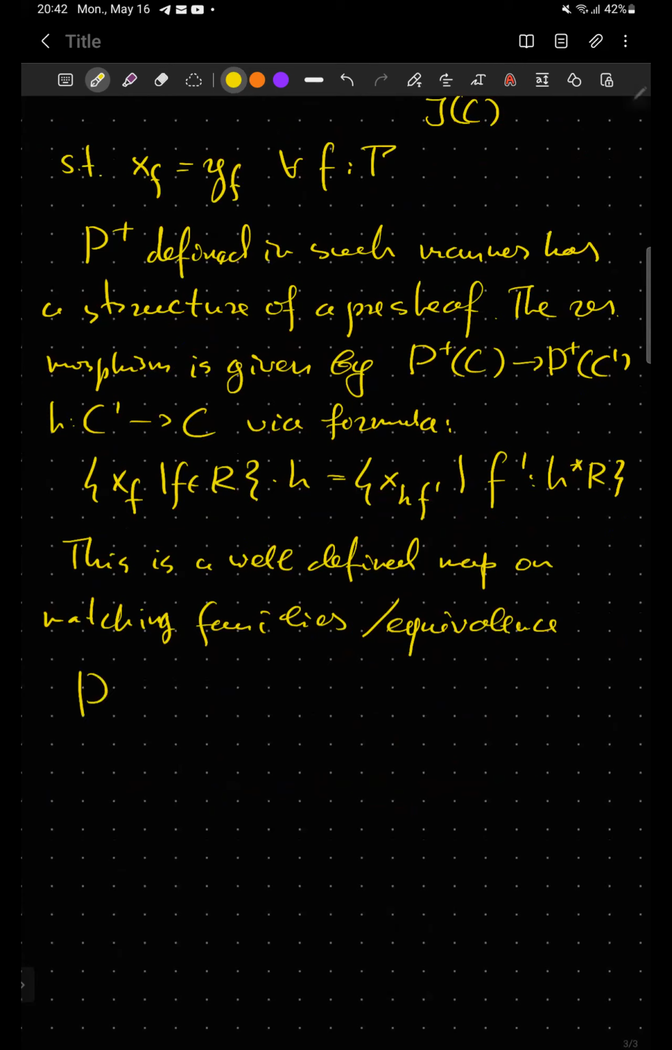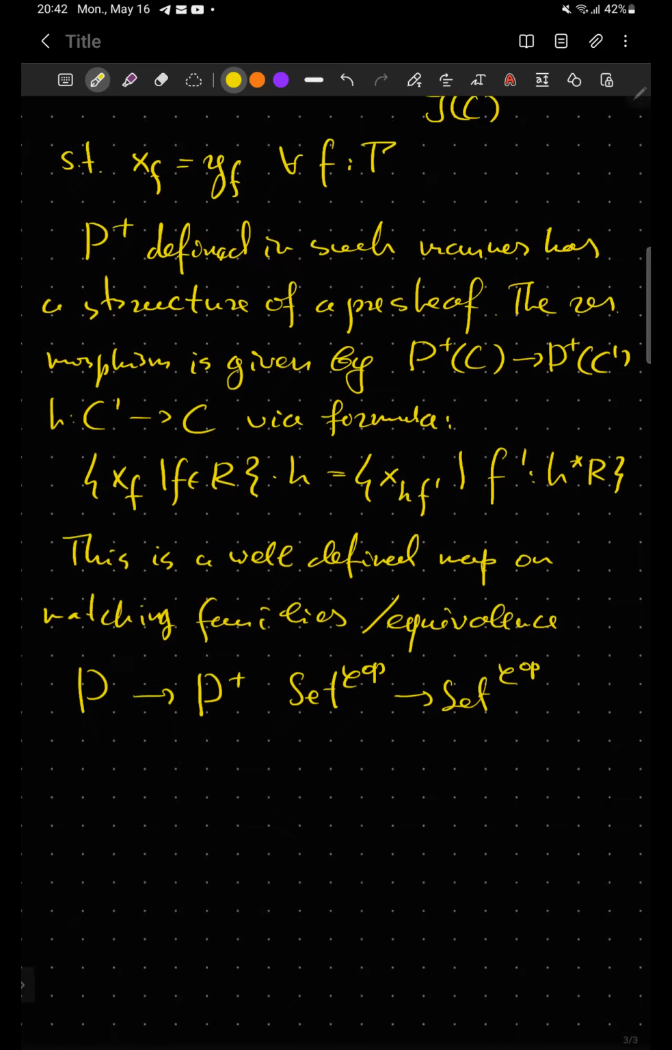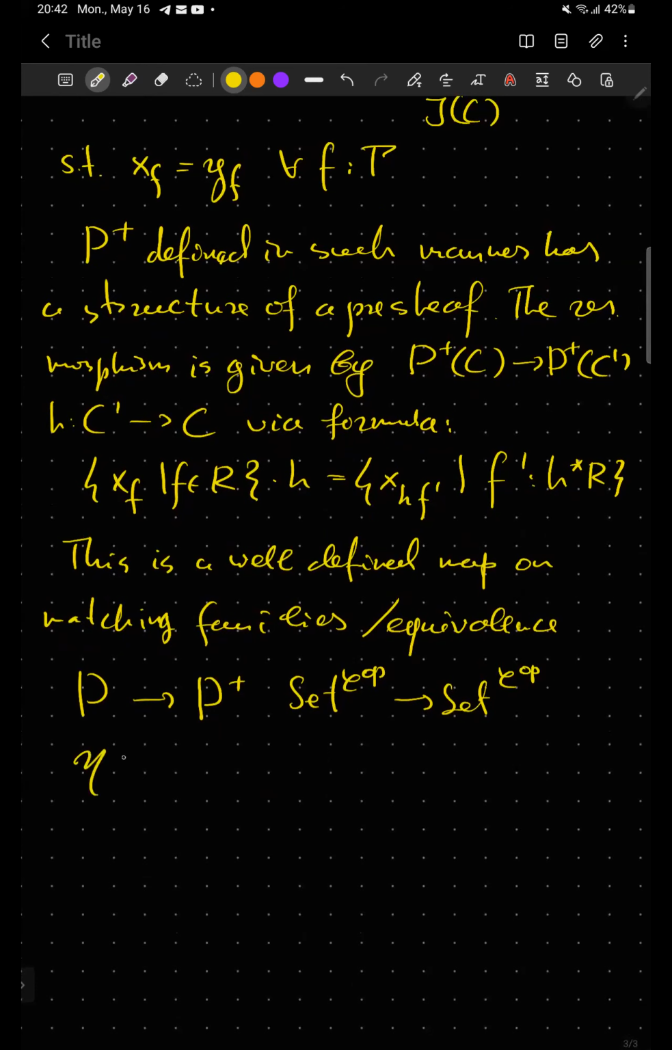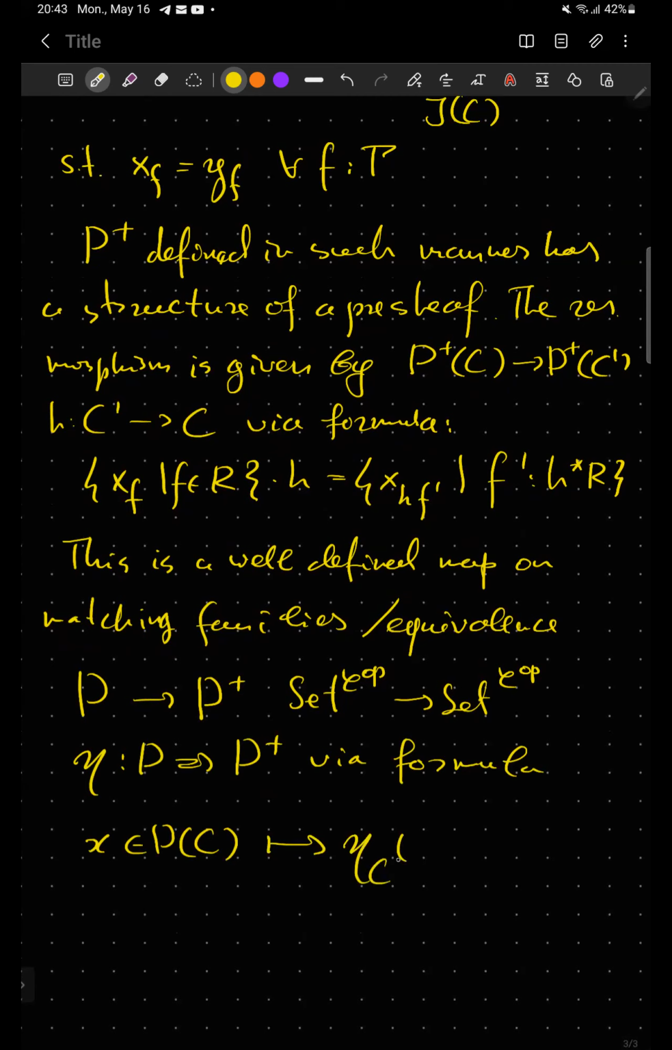Okay, so what we did, we actually defined a functor or an endomorphism of the category of pre-sheaves. And we have a natural transformation from the identity functor to this plus functor. So if we have an element valued on a section over C of pre-sheaf P, then we can map it to the following family, where TC is the maximal sheaf on C.